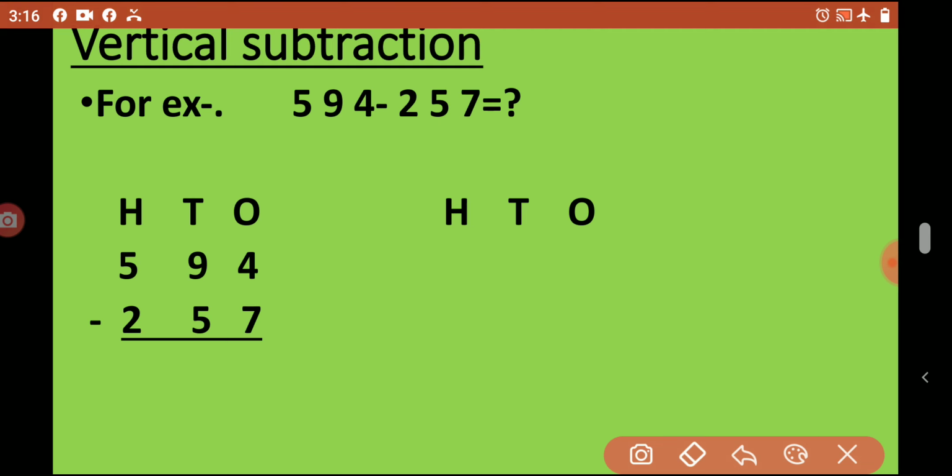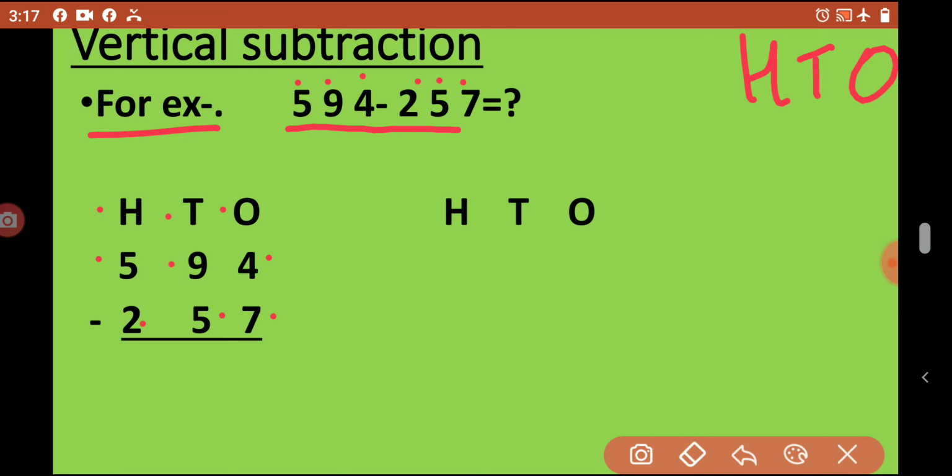Now another method of subtraction, vertical subtraction. For example, we take the numbers 594 minus 257. Both are 3-digit numbers. So in 3-digit numbers, we use the places hundreds, tens and ones. Firstly, we write the places hundreds, tens and ones. Now, arrange these numbers according to their places. 5 in the hundreds place, 9 in the tens place, 4 in the ones place. Another number, 2 in the hundreds place, 5 in the tens place and 7 in the ones place. Now we have to subtract these numbers.